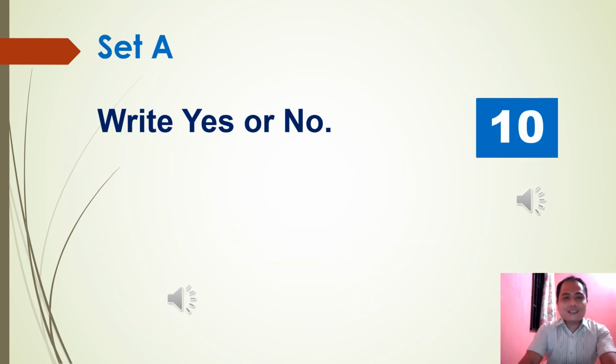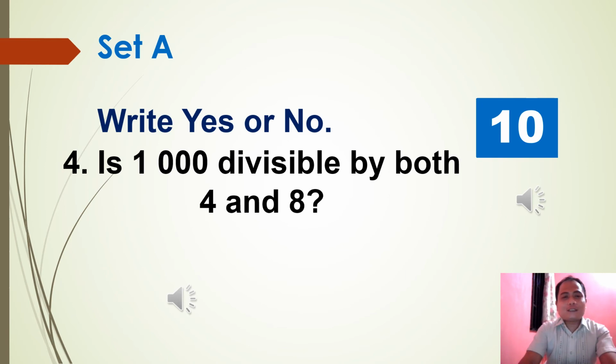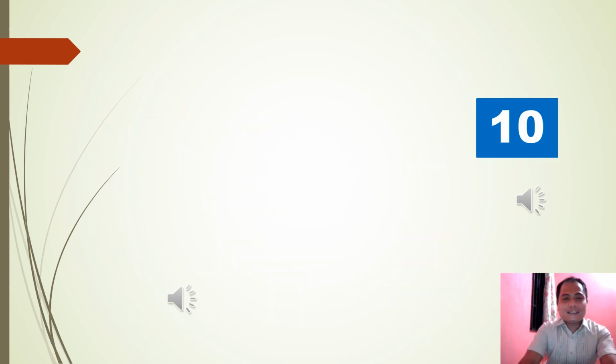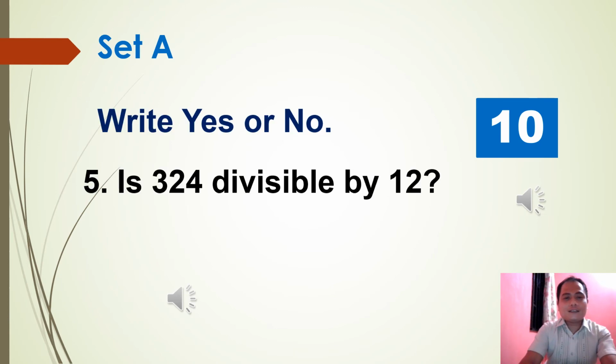Okay, question number 4. Is 1,000 divisible again by both 4 and 8? 10 seconds. Okay, time's up. The answer is yes. Okay, since it ends with 3 zeros, already divisible by 8 and 4. Okay, next, last number for set A. Is 324 divisible by 12?